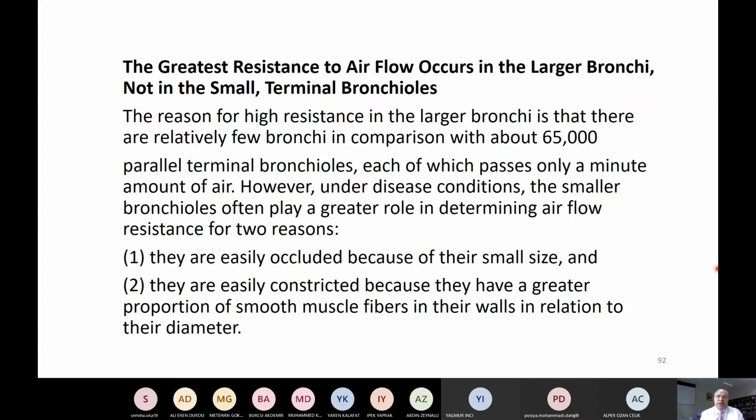The greatest resistance to airflow occurs in the larger bronchi, not in the small and terminal bronchioles. The reason for high resistance in the larger bronchi is that there are relatively few bronchi in comparison with about 65,000 parallel terminal bronchioles, each of which passes only a minute amount of air. However, under disease conditions, the smaller bronchioles often play a greater role in determining airflow resistance for two reasons. They are easily occluded because of their small size, and they are easily constricted because they have a greater proportion of smooth muscle fibers in their walls.